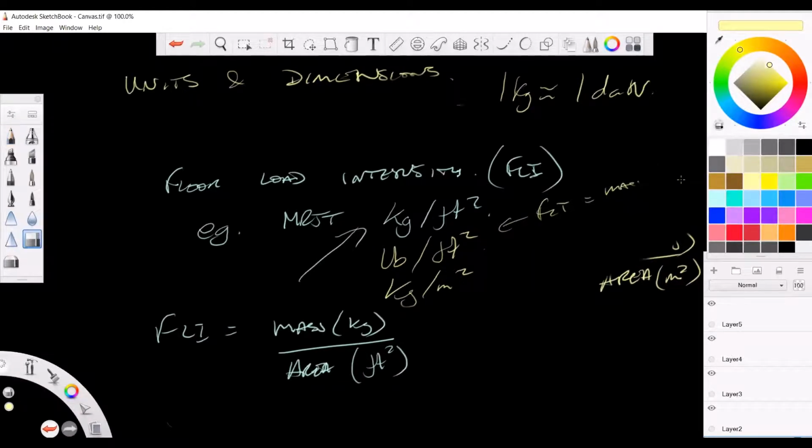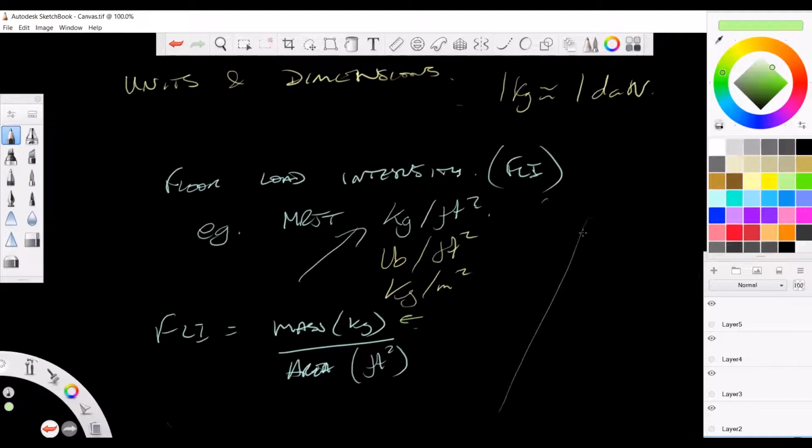But what if you want to work out the maximum mass, for example? So we want to actually work out the mass, and we know the maximum floor load intensity and we know the area. Well, we just then need to rearrange this equation. Watch the previous video, the maths video, for rearranging equations, but we can do it with the triangle technique, which most of you have seen. So my floor load intensity equals mass in kilograms in this case.